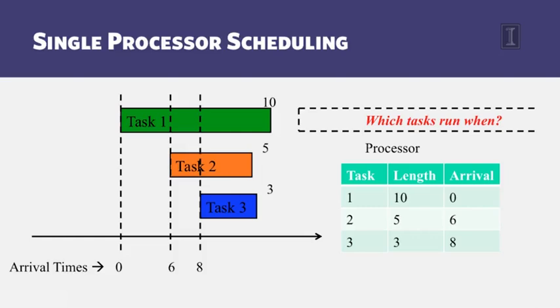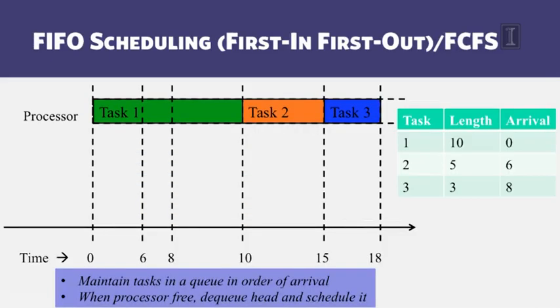One of the basic scheduling algorithms is what is known as FIFO, or first in, first out. This is also known as FCFS, or first come, first serve. In this algorithm, you maintain the tasks in a queue in the order in which the tasks arrived. Tasks that arrived earlier are ahead in the queue, tasks that arrived later are later on in the queue. Whenever a processor is free, you dequeue the task at the head of the queue and you schedule it on the processor.